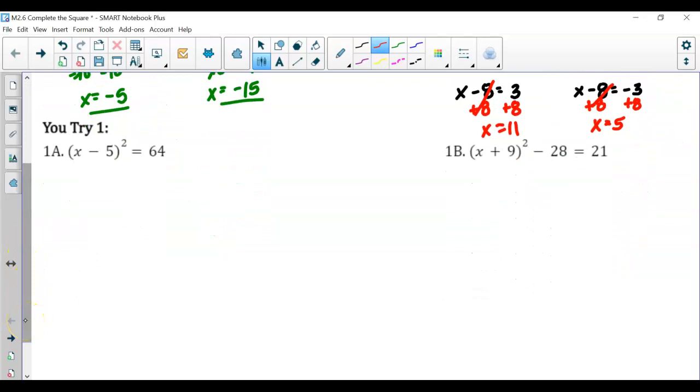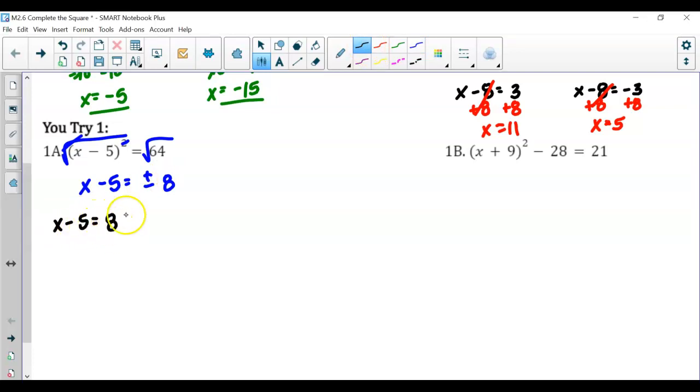Go ahead and pause the video and try the "You Tries" on your own. And here you go. Notice how here this was by itself, but we have that exponent on the outside. So take the square root to get rid of your exponent. Now I'm going to bring down x minus 5 is equal to plus or minus 8. When you set this up to solve, you should have set it up as x minus 5 is equal to 8, and x minus 5 is equal to negative 8.